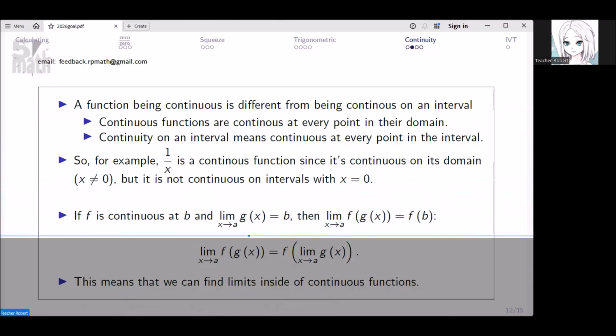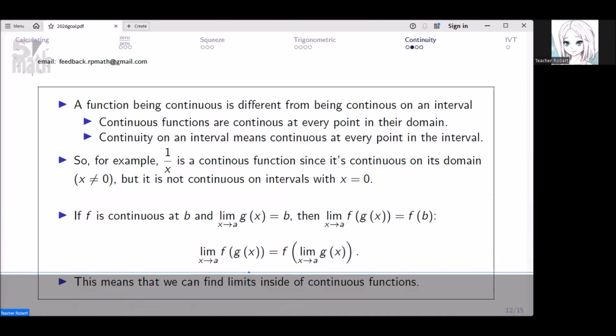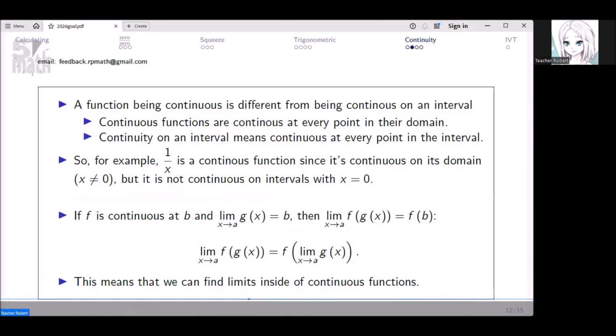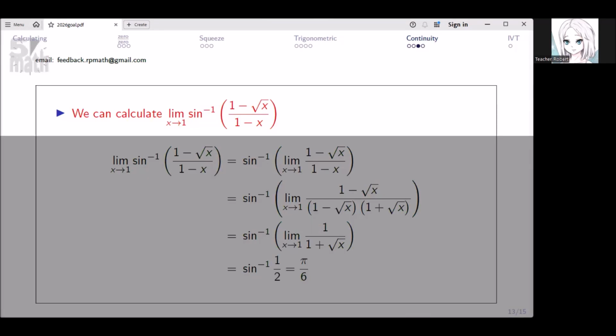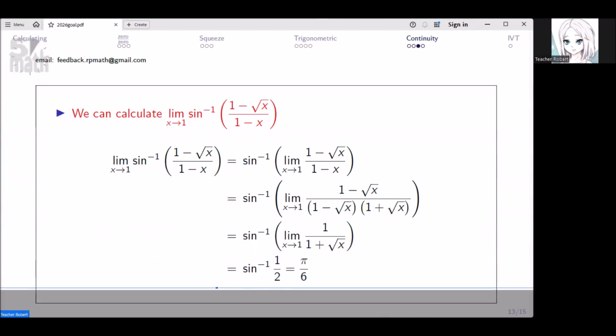If f is continuous at b and limit x approaches a g of x equals b, then limit x approaches a f of g of x equals f of b. And we have the following. This means that we can find limits inside of continuous functions. We can calculate limit as x approaches 1, like sine of this. We have the following.